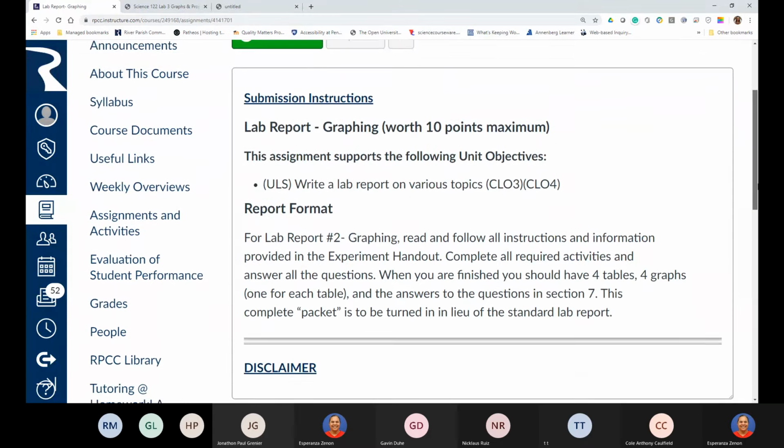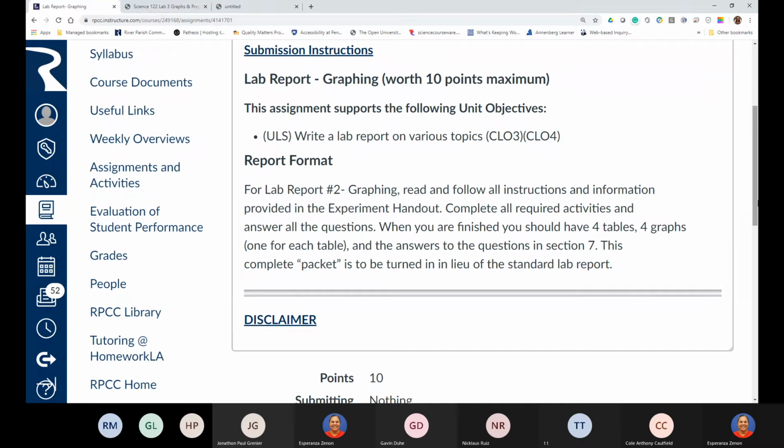So after you've completed the experiment, this talks about the lab report. Each time I explain to you what I need you to turn in. It says for lab report number 2, graphing, read and follow all instructions and information provided in the experiment handout. Complete all required activities and answer all questions. When you are finished, you should have 4 tables, 4 graphs, 1 for each table, and the answers to the questions in section 7. This complete packet is to be turned in lieu of the standard lab report.